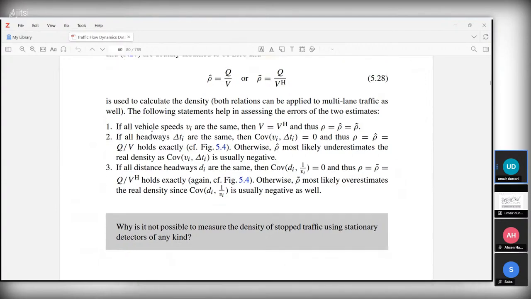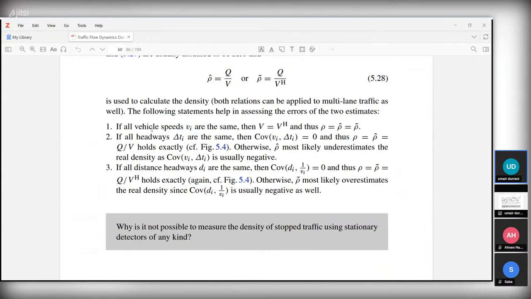If all vehicle speeds vi are the same, then the time mean speed is equal to the harmonic mean speed, which means that all estimates of density are equal, so we are good. If all headways delta Ti are the same, then the covariance is 0. And then rho, which is the true density, is equal to rho hat, which is Q over V. Otherwise, rho hat will underestimate the density as we saw before.